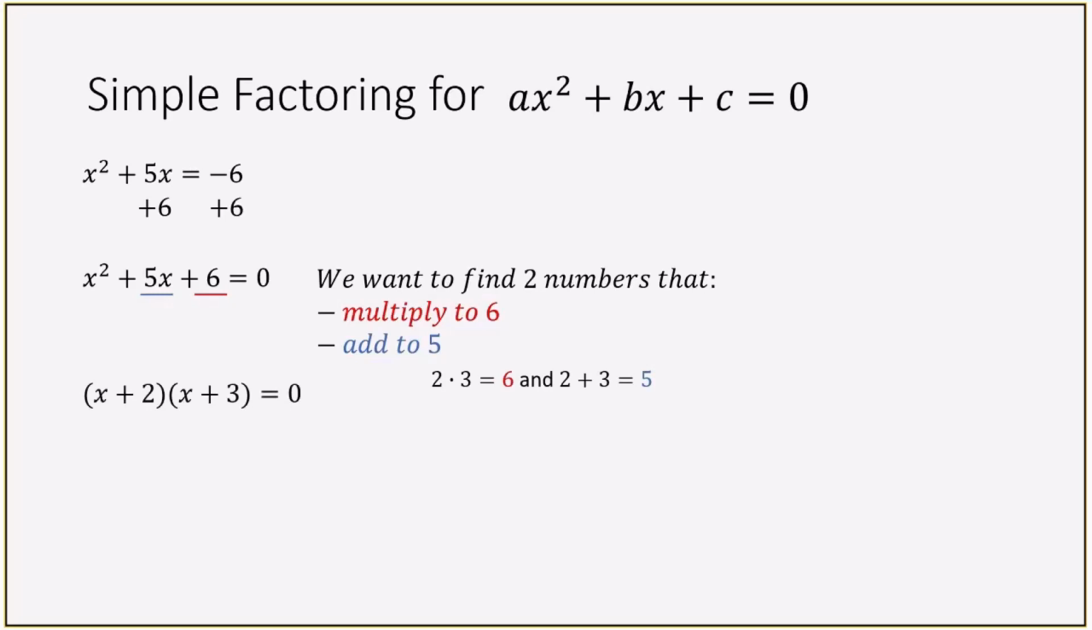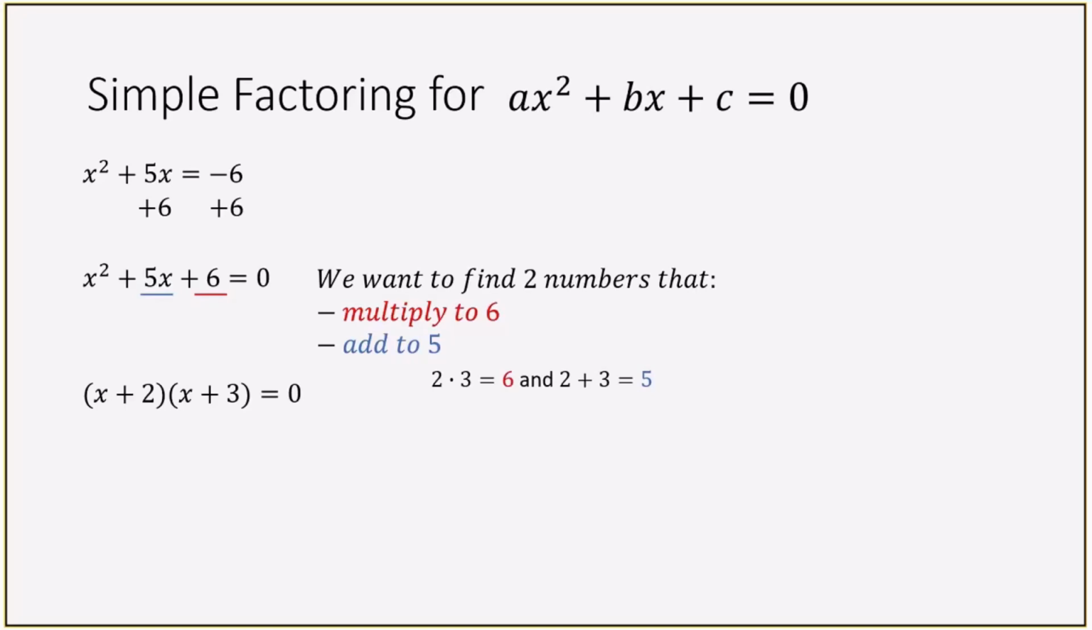My factored form will be parentheses. The fancy name is a binomial, but it'll be x plus my first number, which is 2, and x plus my second number, which is 3. So x plus 2 times x plus 3. Order doesn't really matter with factoring. So you could also write x plus 3 times x plus 2 is equal to 0, and that's perfectly fine.